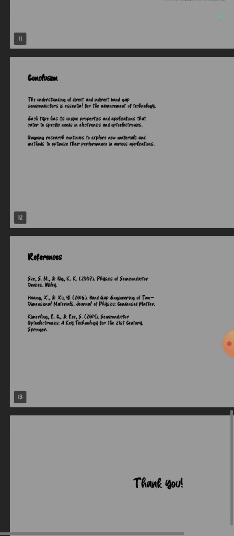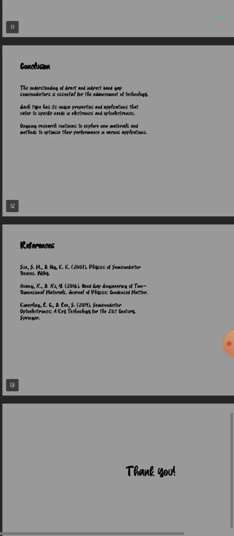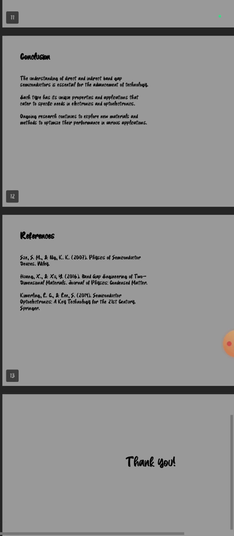Reference. Sze S M and Ng K K, 2007, Physics of Semiconductor Devices, Wiley. X and Y, 2016, Bandgap Engineering of Two-Dimensional Materials, Journal of Physics: Condensed Matter. L G and L E S, Semiconductor Optoelectronics: a key technology for the 21st century, Springer.